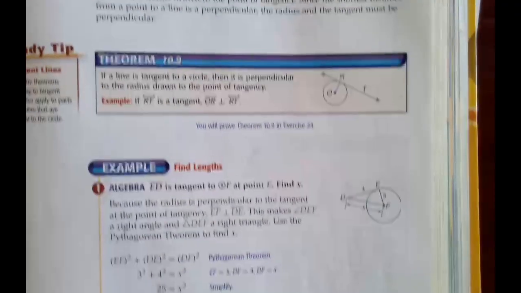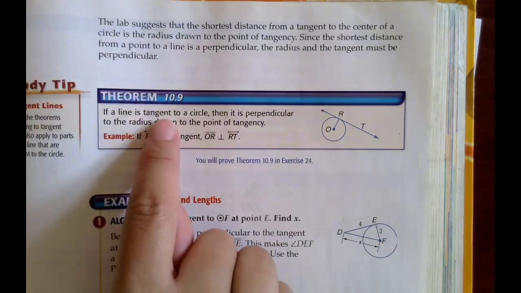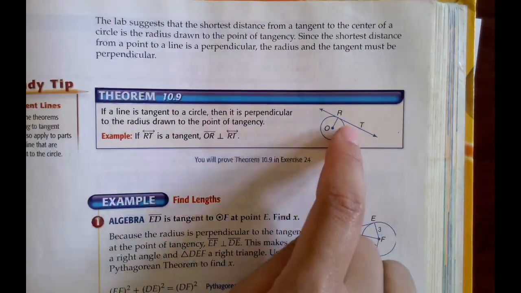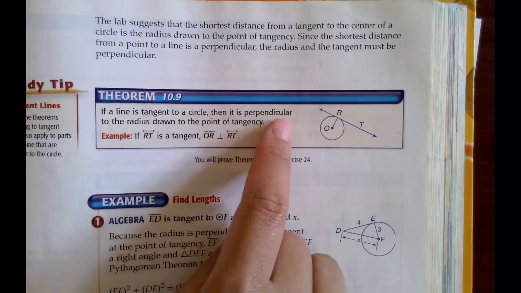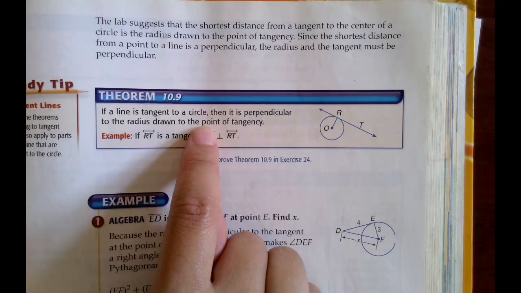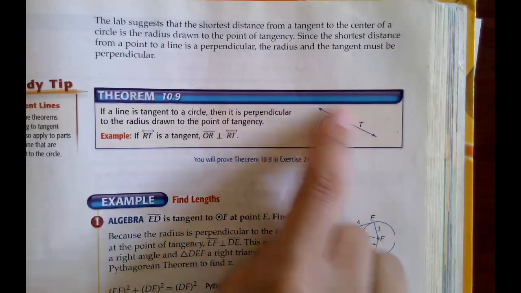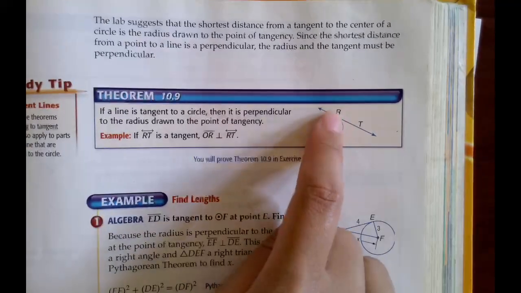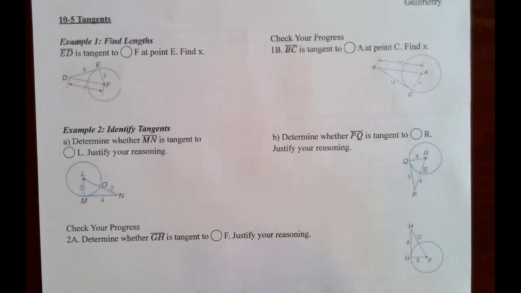So here, starting with our first theorem about tangent lines: if a line is tangent to a circle, so here line RT is tangent to circle O, then it is perpendicular to the radius drawn to the point of tangency. So that means line RT is perpendicular to radius OR. And with that in mind, we're going to start with example 1.